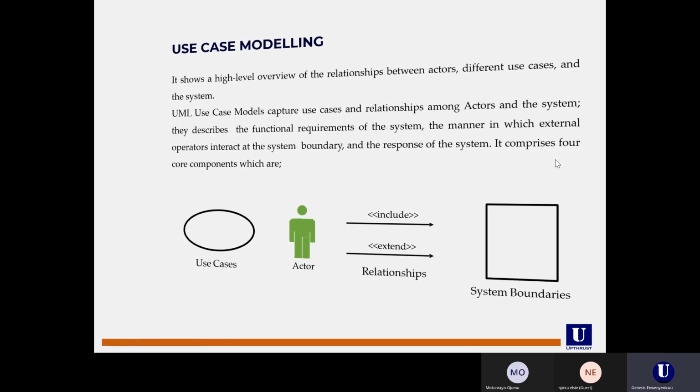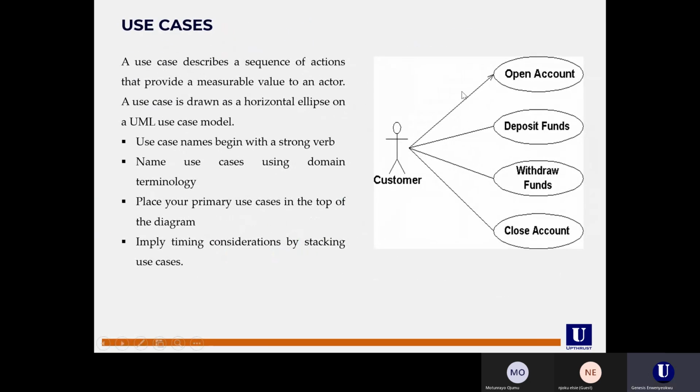Use cases, right? A use case basically describes a sequence of actions that provide a measurable value to the actor. That value that the actor wants to have, which is to create accounts, which is the feature, the functionality he wants to perform, is what we consider as a use case. A use case is drawn as a horizontal ellipse, or you can call it an oval shape, on a UML use case diagram.